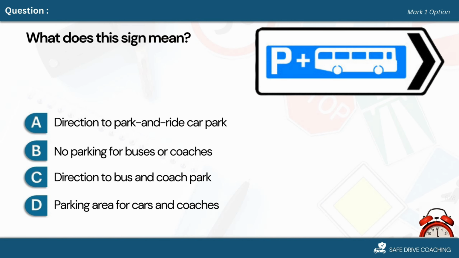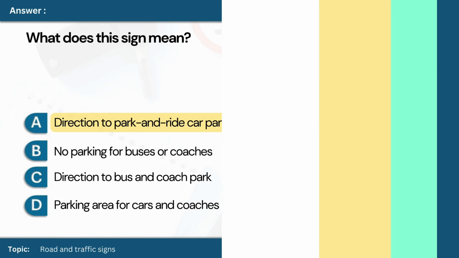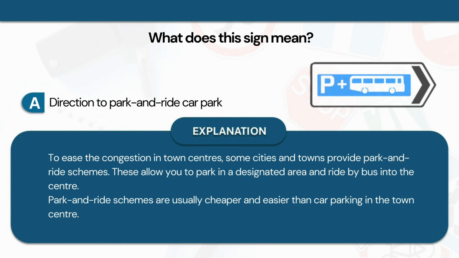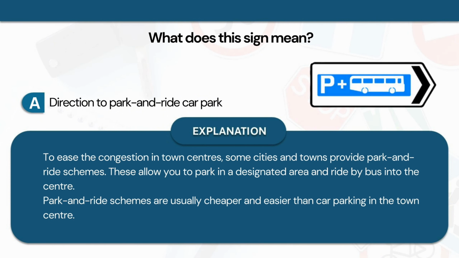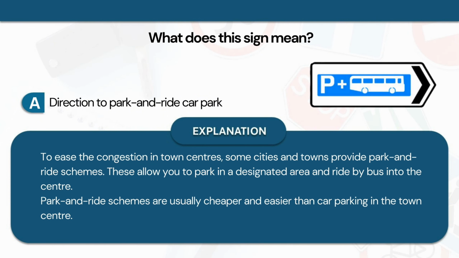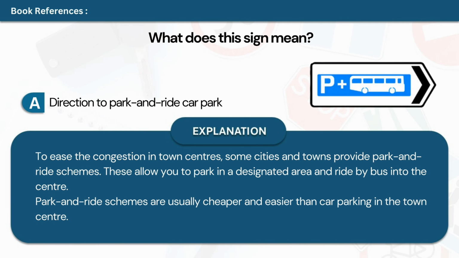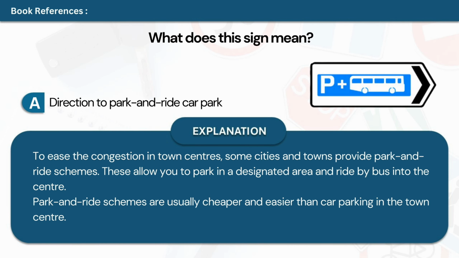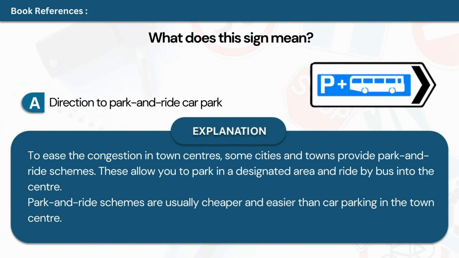The correct answer is A. Direction to park and ride car park. To ease the congestion in town centres, some cities and towns provide park and ride schemes. These allow you to park in a designated area and ride by bus into the centre. Park and ride schemes are usually cheaper and easier than car parking in the town centre.